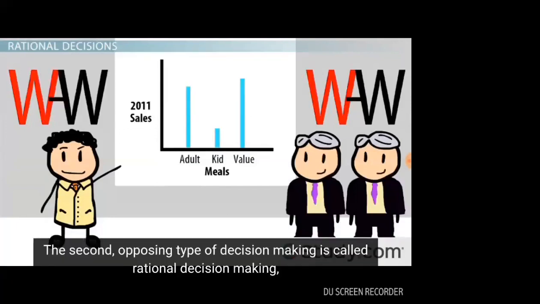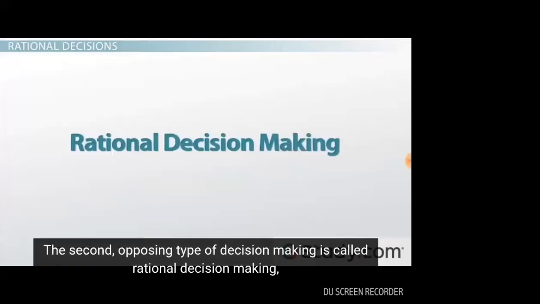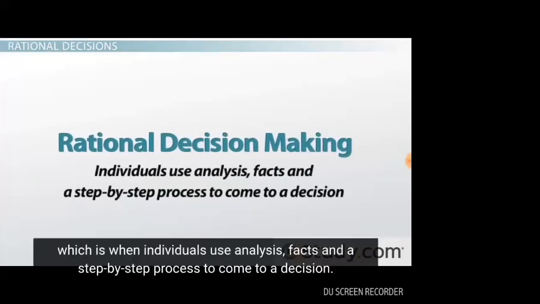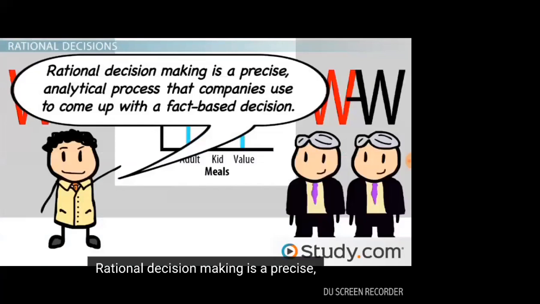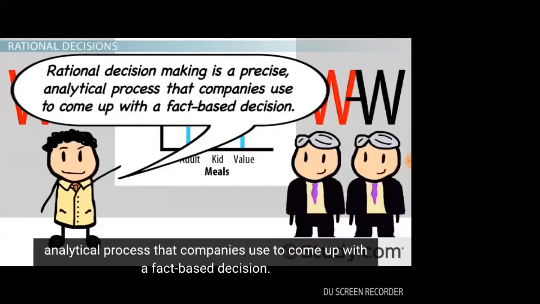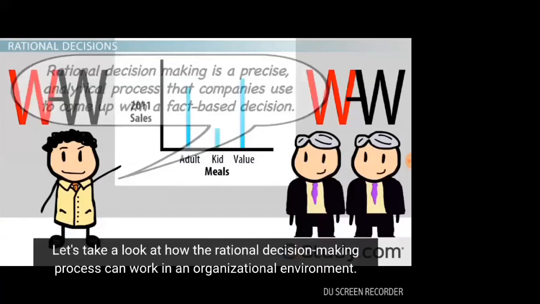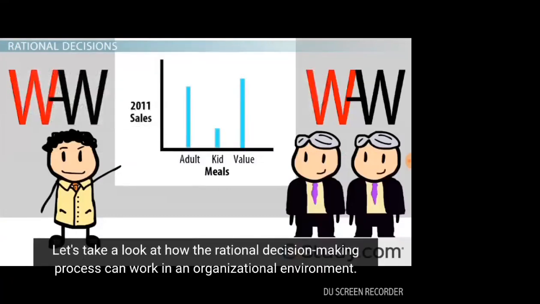The second opposing type of decision-making is called rational decision-making, which is when individuals use analysis, facts, and a step-by-step process to come to a decision. Rational decision-making is a precise, analytical process that companies use to come up with a fact-based decision. Let's take a look at how the rational decision-making process can work in an organizational environment.